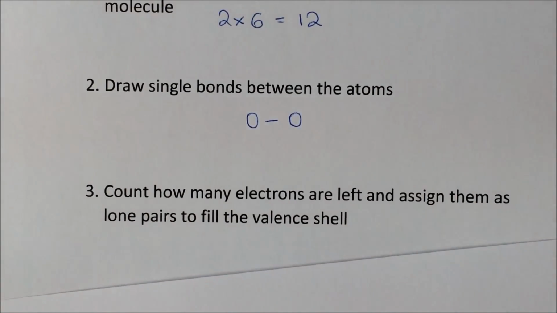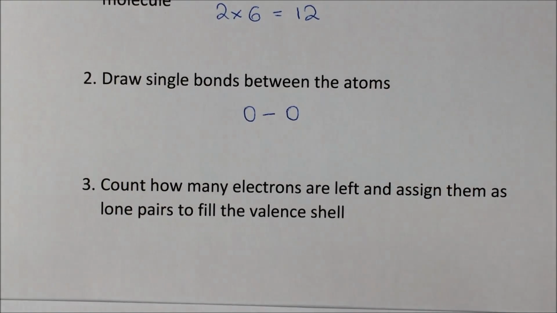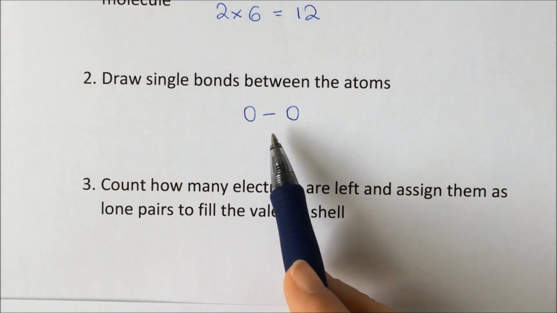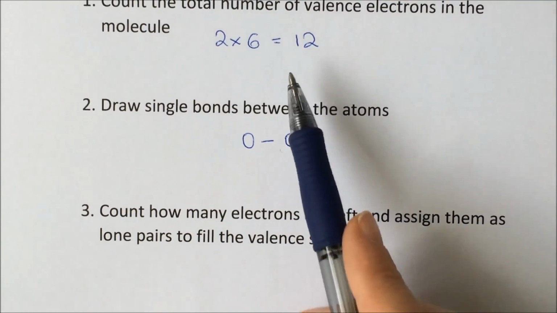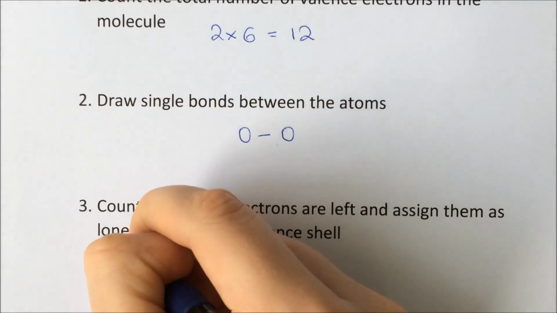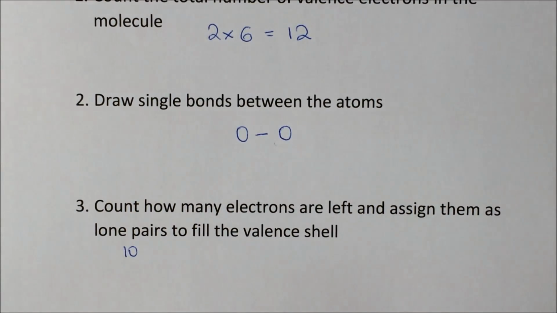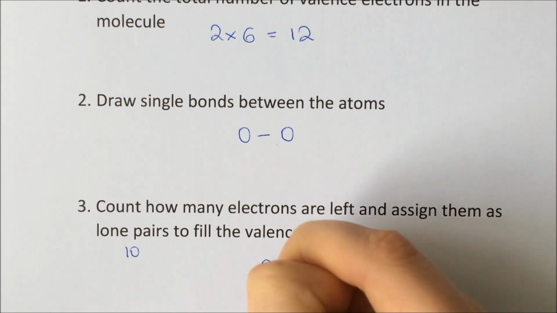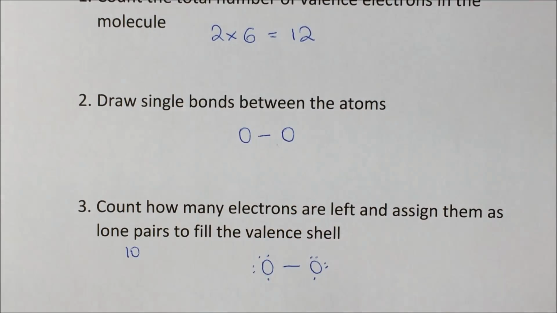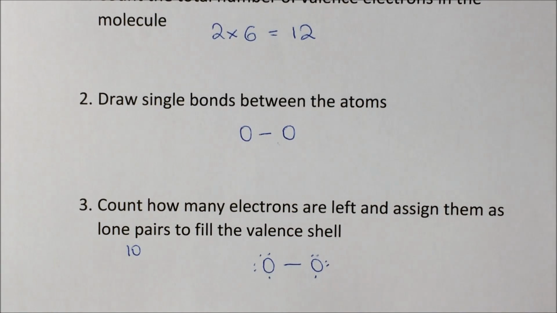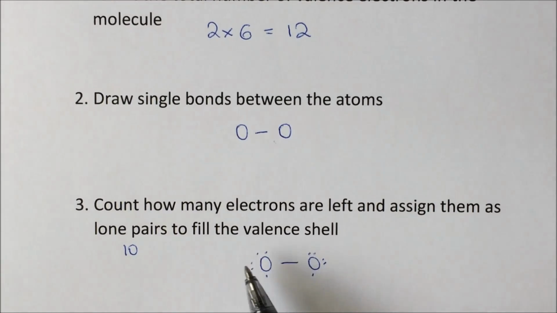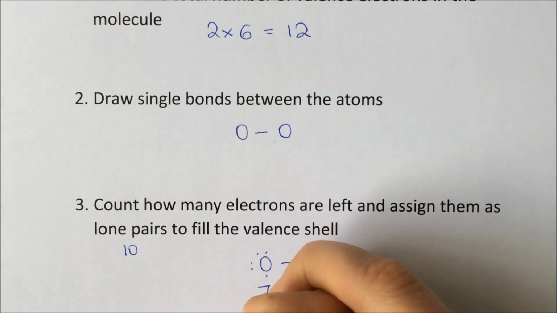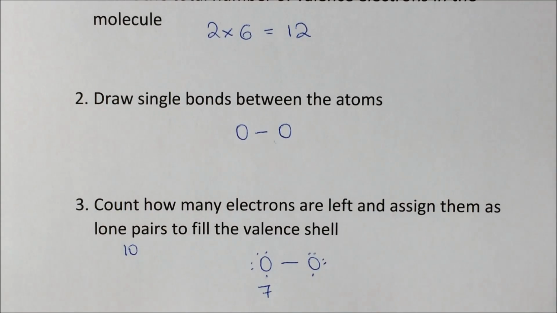The next step is to count how many electrons are left and assign them as lone pairs. We've accounted for 2 electrons in this structure. We need 12 electrons altogether, so we have 10 electrons left over. Since we have a nice symmetric molecule, let's just assign 5 electrons to each oxygen. Okay, let's count now how many electrons each oxygen has. This oxygen has 1, 2, 3, 4, 5, 6, 7. Remember, it has both electrons from the bonding pair. That's only 7. Oxygen needs 8 to fill its valence shell.